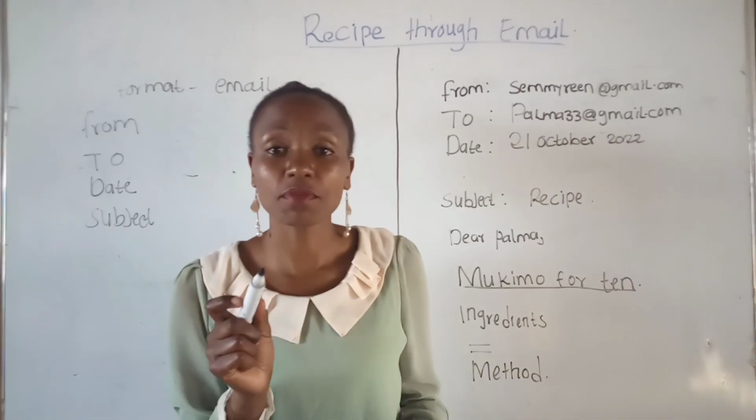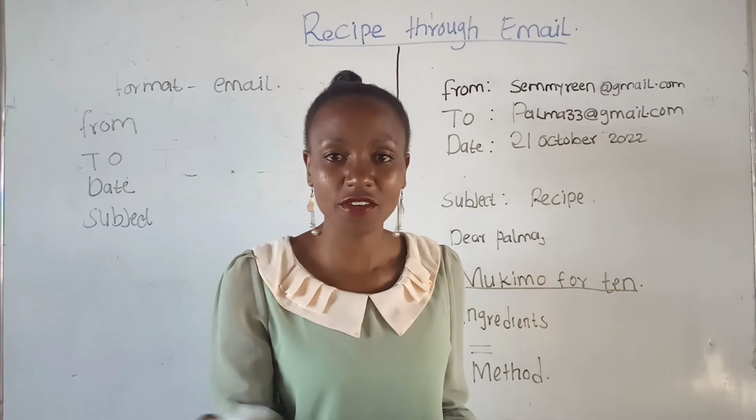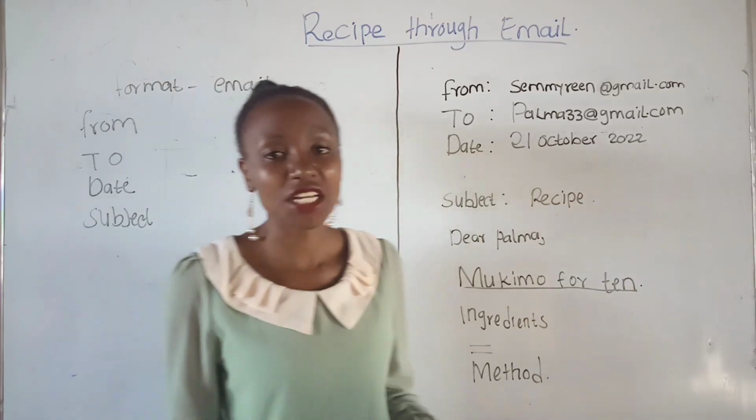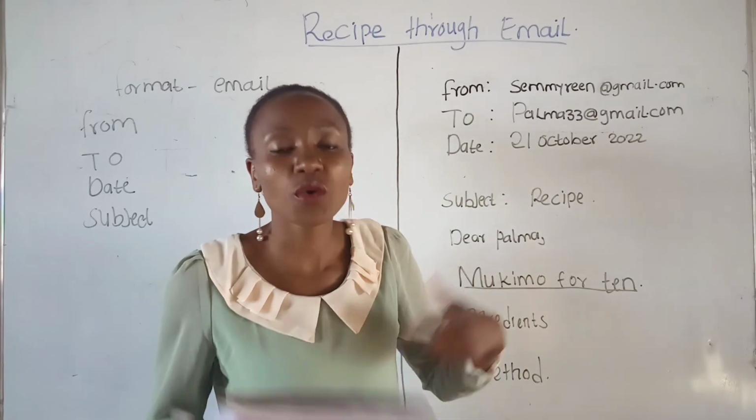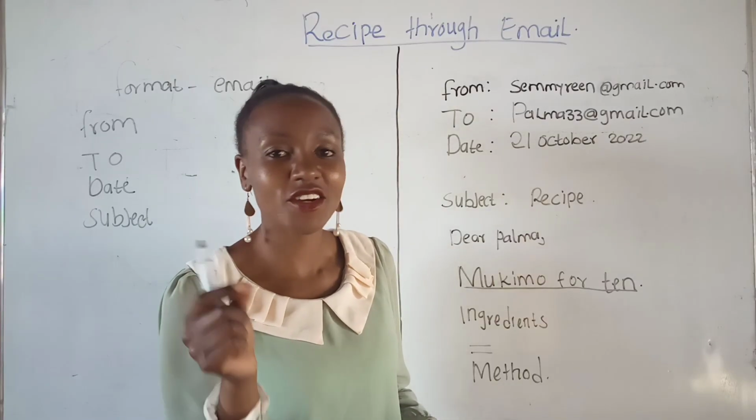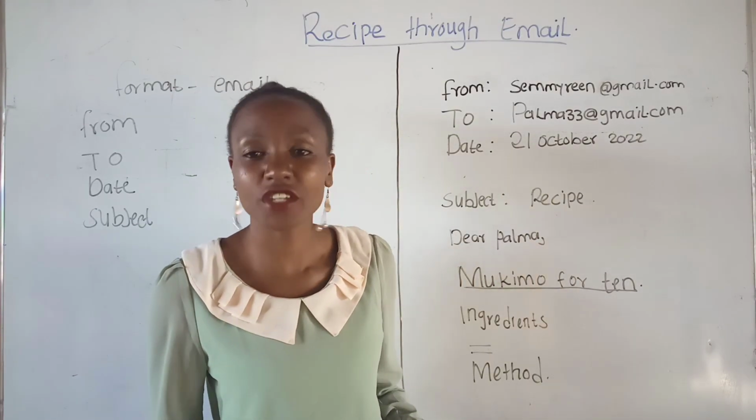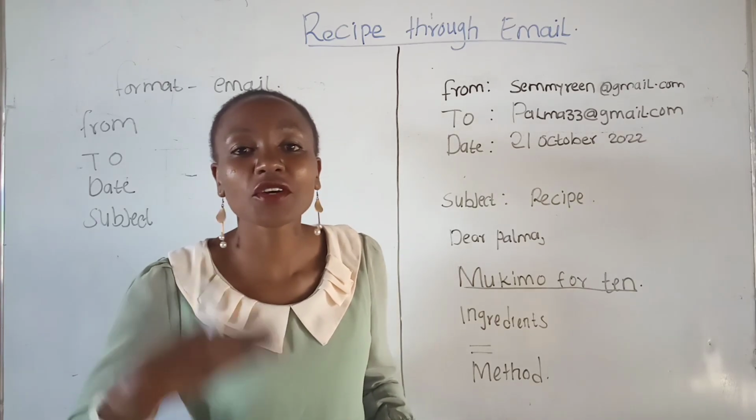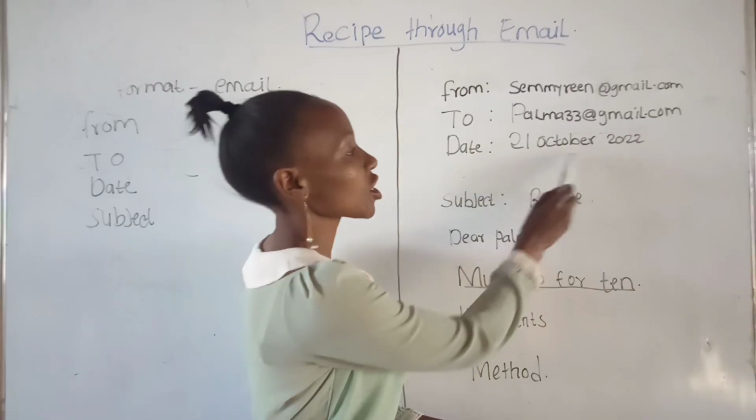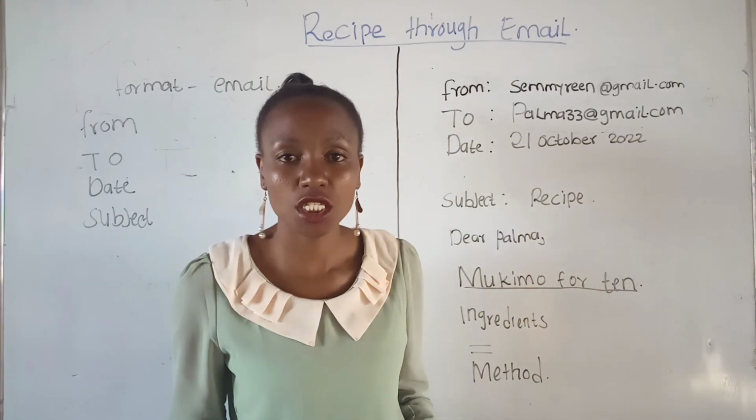So this recipe is from you, so you're going to use your email address. I'm using mine, so it's from semirin@gmail.com. And then who are we sending to? We have to give the email address and not the name. So we're sending to palma33@gmail.com. And then we're going to write the date. I'm using today's date and it should take this format, 21st October 2022.